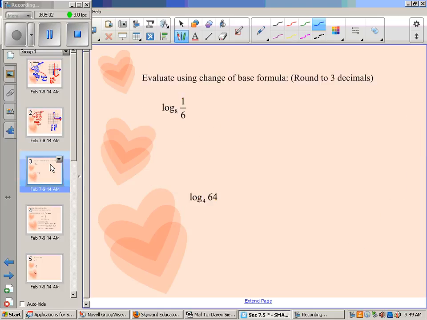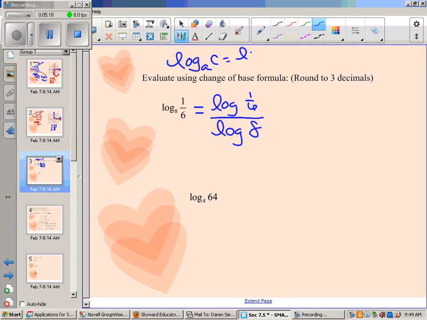All right, change of base formula rounding to 3 decimals. What is the change of base formula? Log of the 1/6, log of the 8. So if you remember from yesterday, log base A of C is log of C over log of A. What base am I changing it into? What base do both of these have? 10. So the change of base formula changes it into a base your calculator can deal with. There we changed it into base 10.